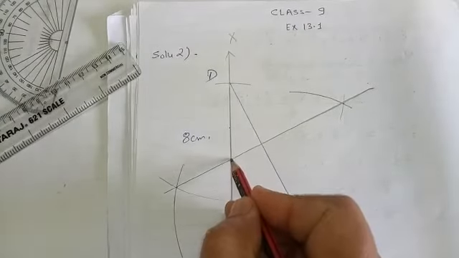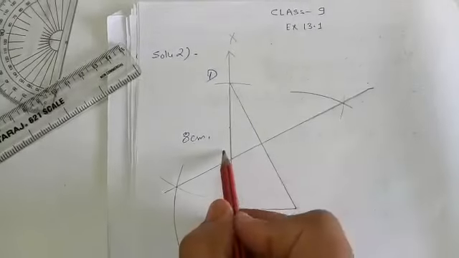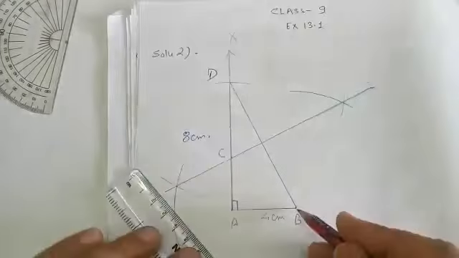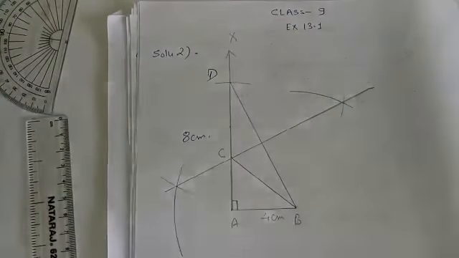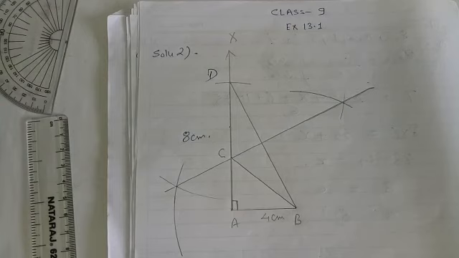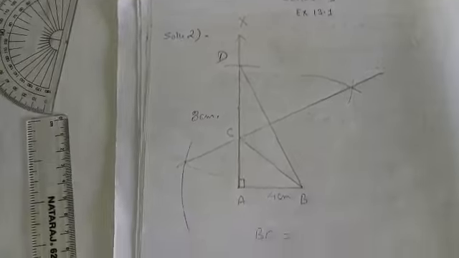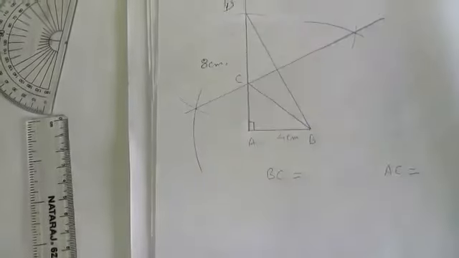Now, where the bisector on the line AX will cut, name it point C. Join CB. After that, what was the question? The sum of other side is 8 cm. We have to find BC and we have to find AC.